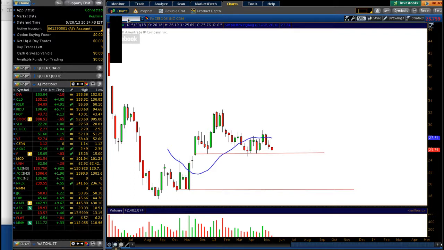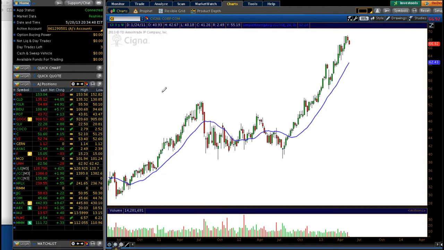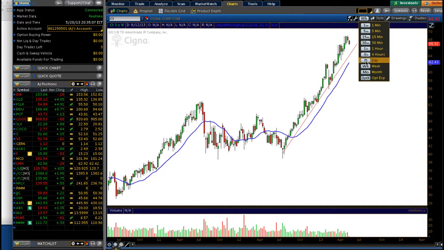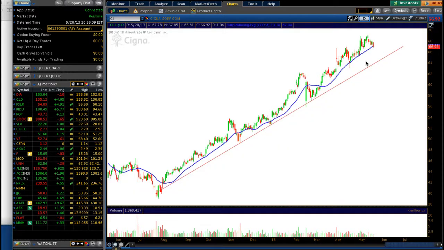He's long it at 65. Let's take a look at CI. What's CI looking like? Cigna. You're long it at 65. It's trading right at 60, just below 67. Red candles there are telling me watch out. You've got a steep angle, and that trend line running parallel to the 20-period moving average. That's the weekly chart. Let's switch to the daily chart and see where we stand on that one.